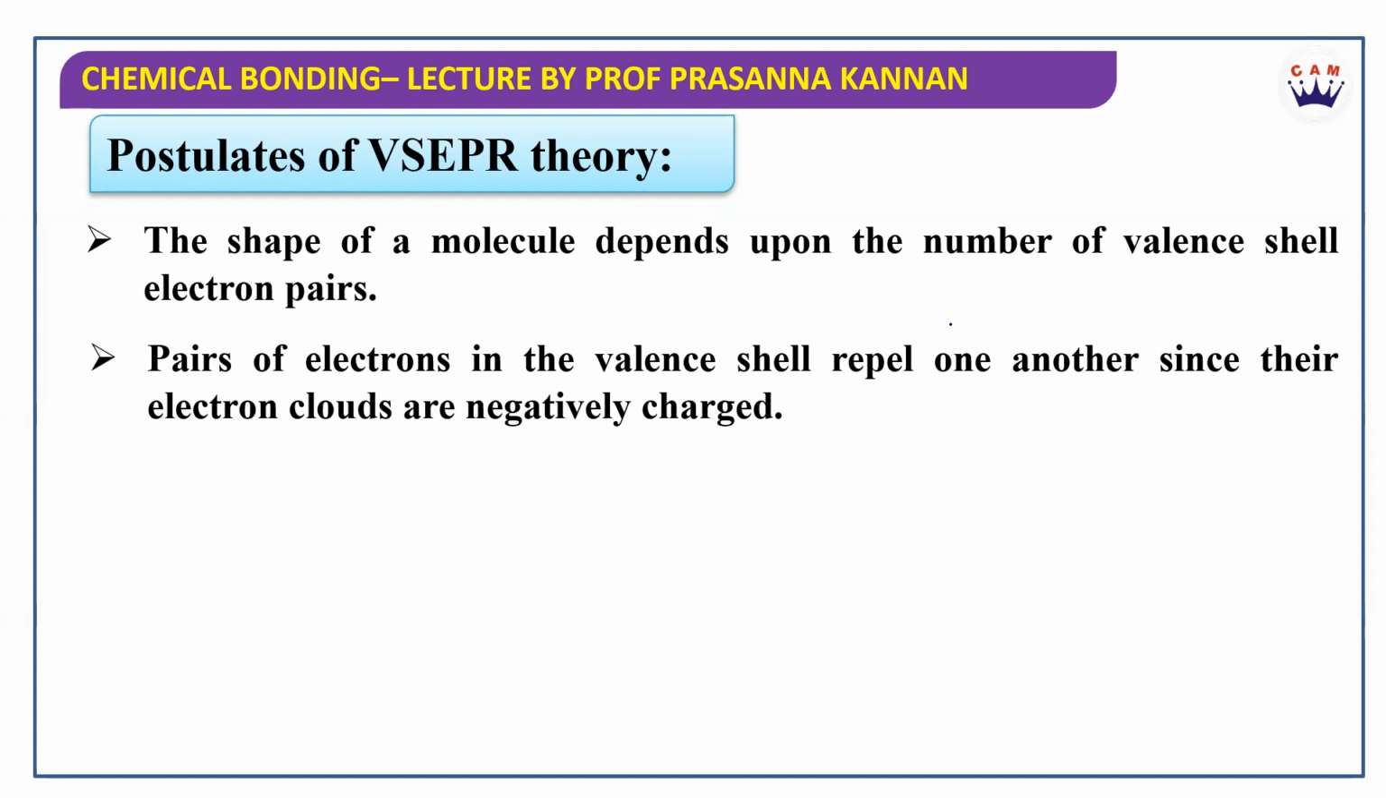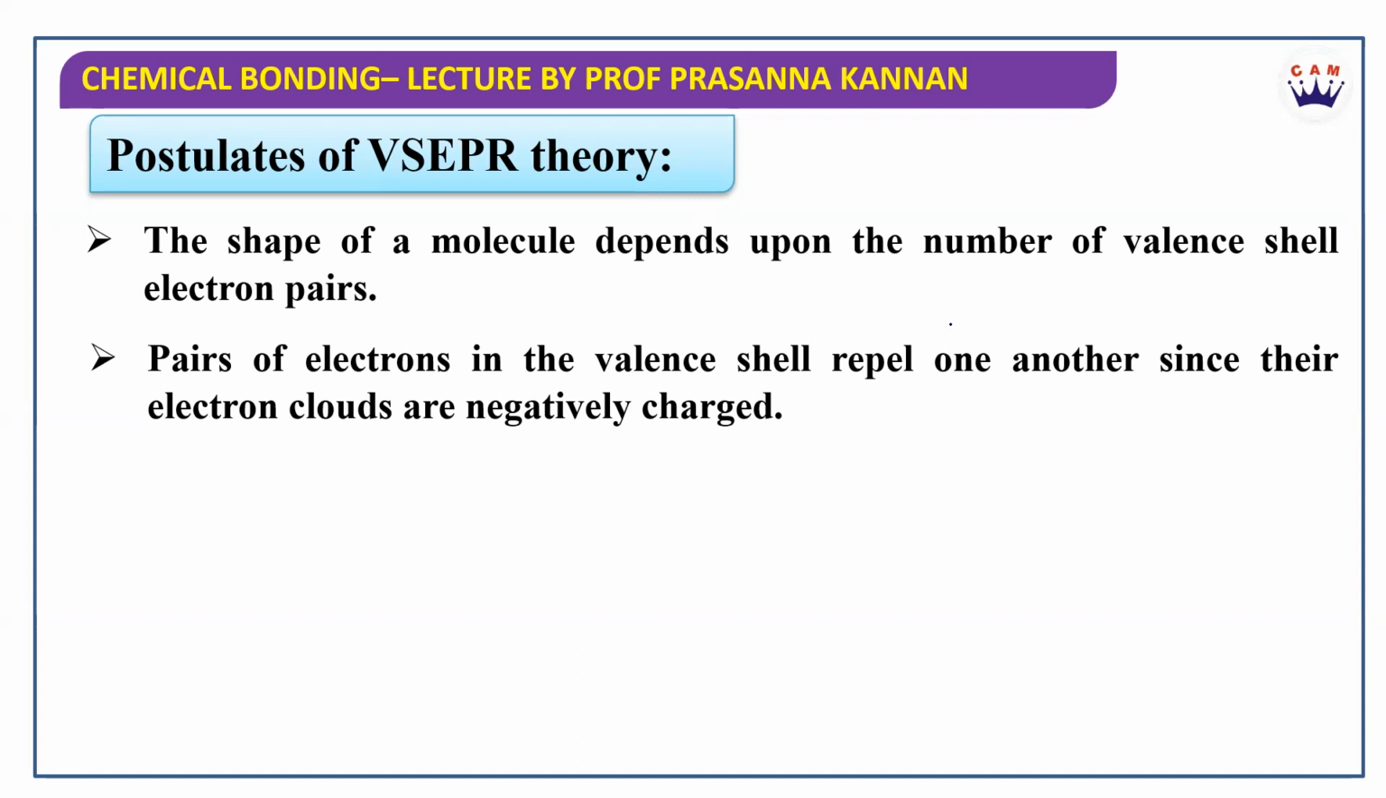How many lone pairs are there? 2. Why? Totally there are 4 electrons, and each pair represents 2 electrons. Clear so far? So these 2 lone pairs are going to repel each other. The 2 bond pairs are going to repel each other. And also the lone pair and the bond pair are going to repel each other. We are going to see that in detail. This repulsion is going to be the basis of the shape of the molecule. We'll see that in detail by the end of today's session.